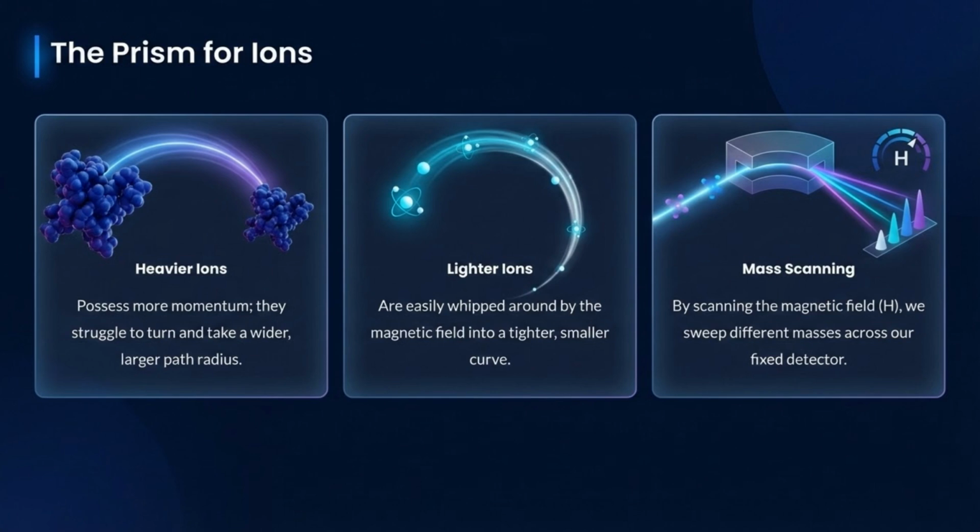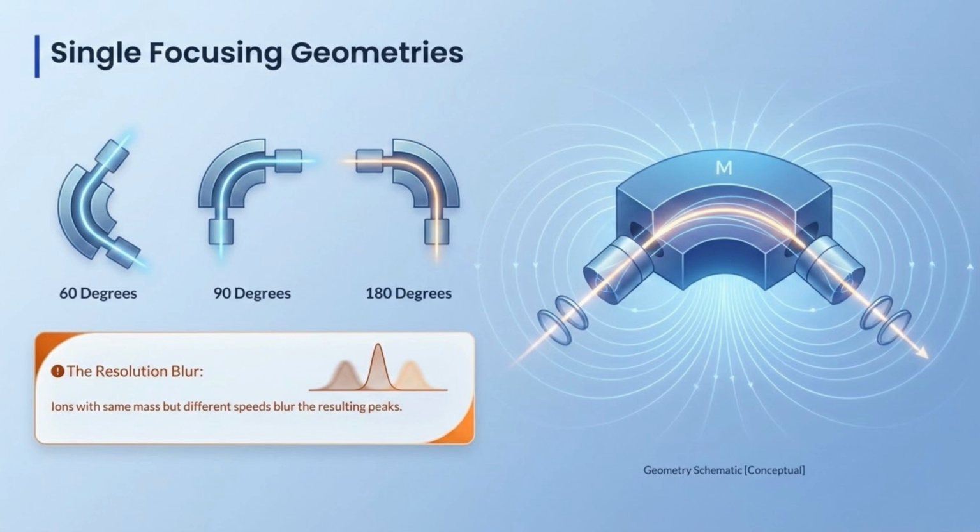The magnet acts like a massive prism for ions. Just like glass bends different wavelengths of light, the magnet bends different masses. We can scan the magnetic field to bring each mass into focus on our detector one by one. In a single focusing analyzer, we separate by momentum. But there's a problem. Not all ions come out of the source with the same speed.